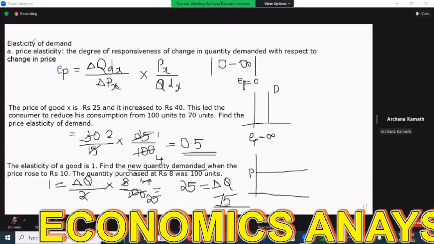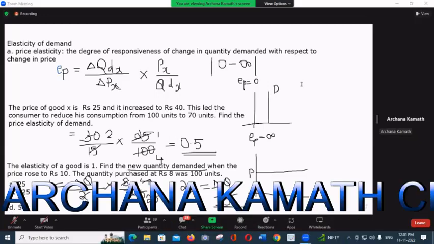And for your information, the options will be like this. The first option is going to be 25, the second option 125, the third option 75, and the fourth option will be some unwanted answer. So be careful. This is where you have to apply the theory of the law of demand. A price increase leads to reduced consumption, and you are reducing the consumption by 25.